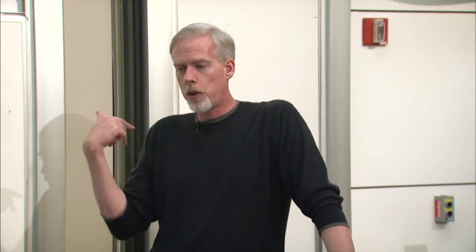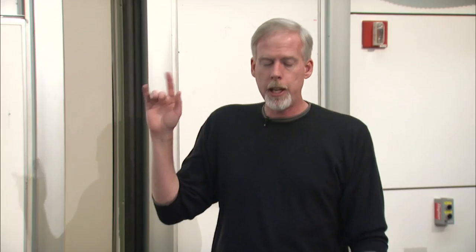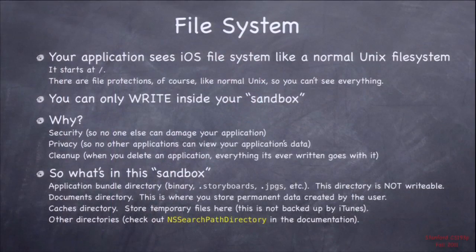So when you do your file system cache in assignment 5, you're going to want to write to the caches directory. Okay? Because all you're doing is caching those Flickr photos. If that directory went away, you can still get those Flickr photos again. Right? Request them from Flickr again. So it's just a cache. And there are other directories in there. The key thing you want to search for in the documentation is NSSearchPathDirectory. Okay? Write that down. Remember this slide. That's where you're going to find the different kinds of directories that are in your sandbox.